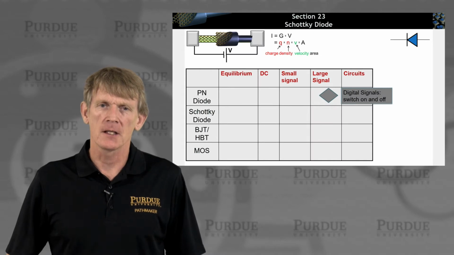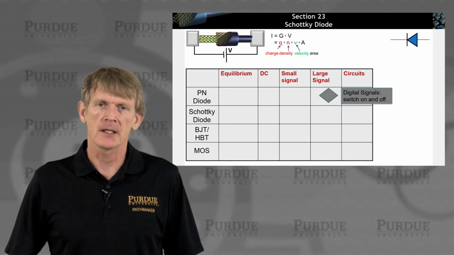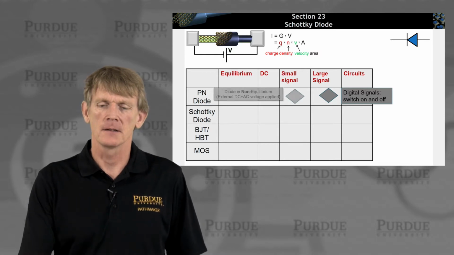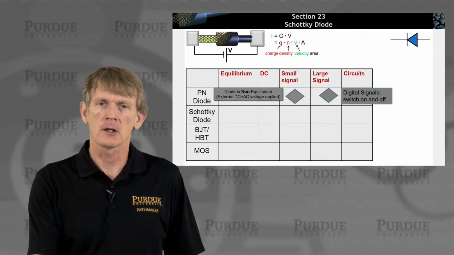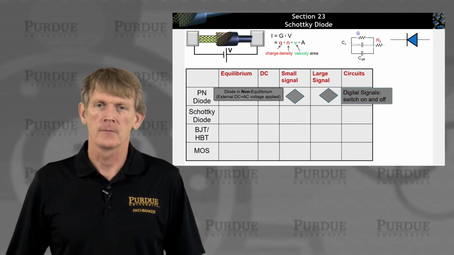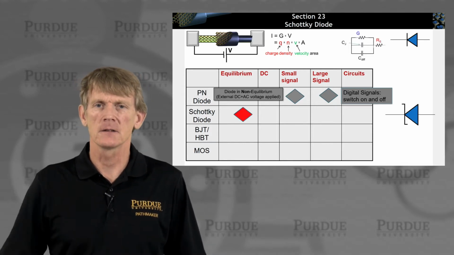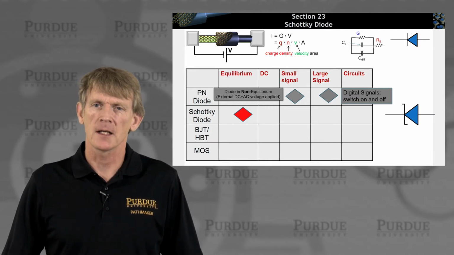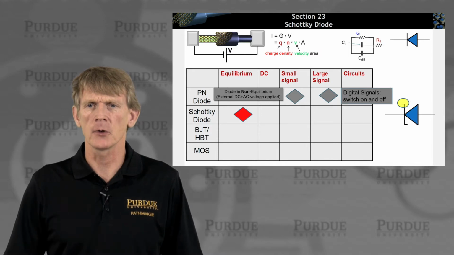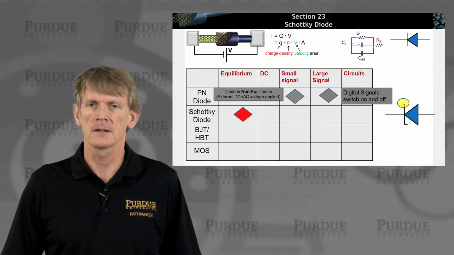So within the scope of the devices we're looking at, the PN diode, we have looked at large signal, and in the past we just looked at small signal devices. Today we're going to look at yet another diode. It's the Schottky diode. It's a metal on semiconductor contact. It has a slightly different circuit symbol. It has a little squiggle on the end.